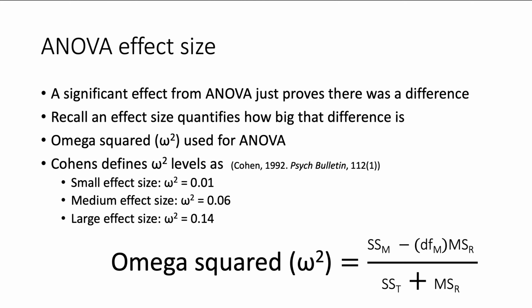Perfect. So like with the t-test, we can also report an effect size for an ANOVA. Remember that a significant effect just proves that there was a difference between groups, whereas an effect size helps us to quantify how big that difference is. For ANOVA, we use something called omega squared, denoted by this Greek symbol, and like before, Cohen has defined the levels that are small, medium and large as shown on the screen here. The equation for working out the effect size for an ANOVA is shown here, and your worksheets run through that.